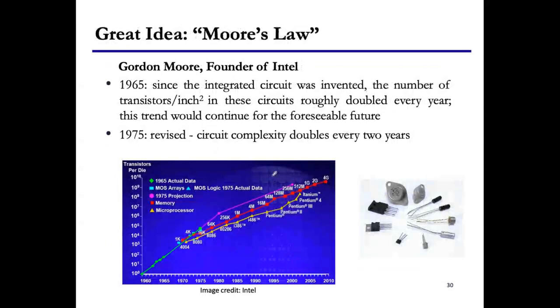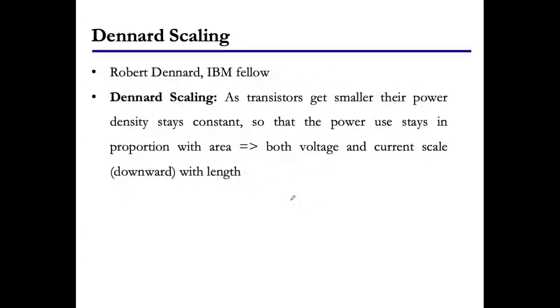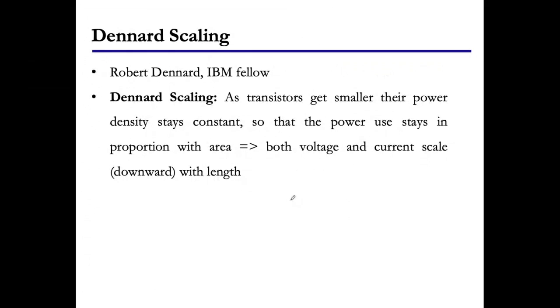Then, coming from this Moore's law, there is one more author who studied Moore's law and found some flaws and some other ideas, and tried to incorporate them with Moore's law. That author's name is Robert Dennard. He is an IBM fellow, whereas Moore, of Moore's law, is a co-founder of Intel. So what is this Dennard scaling saying? As transistors get smaller, their power density stays constant.